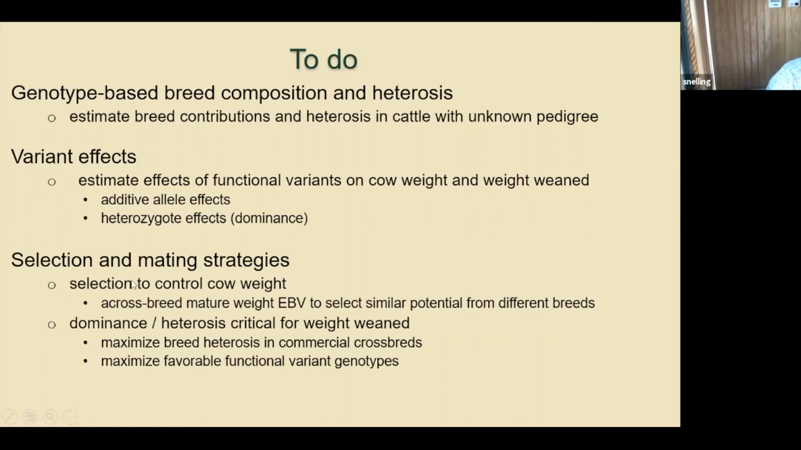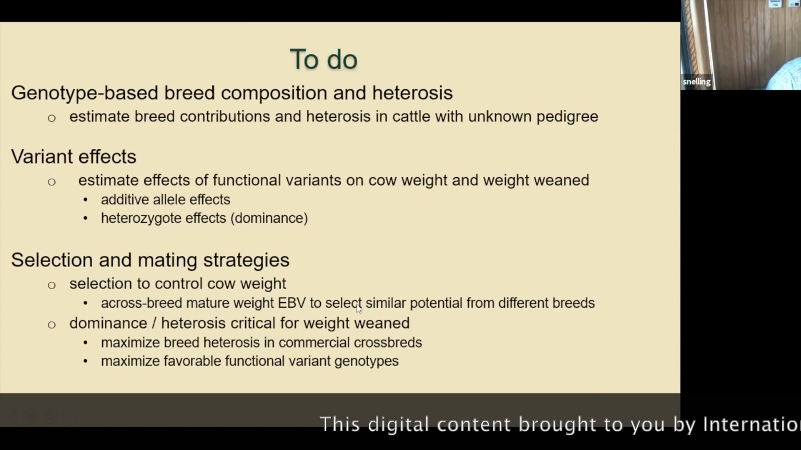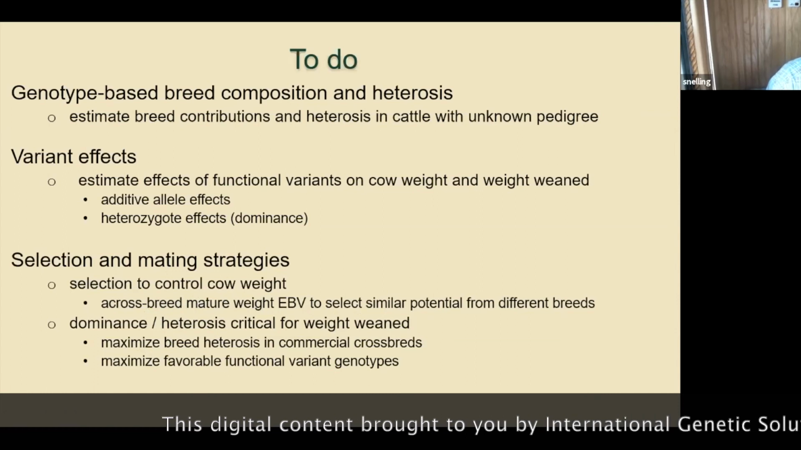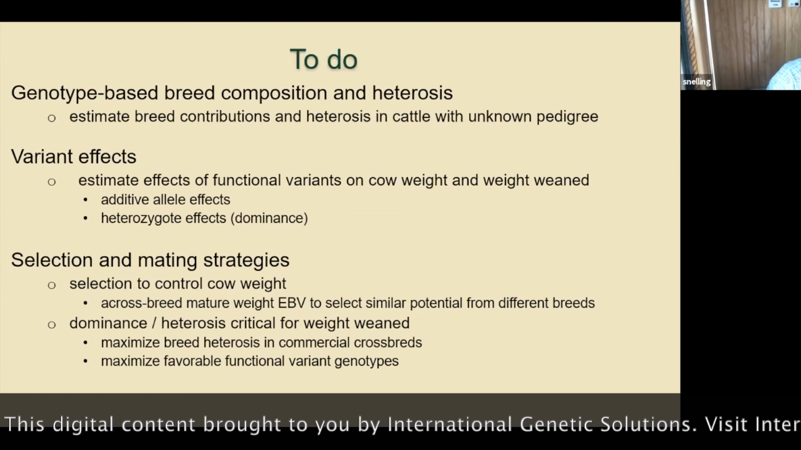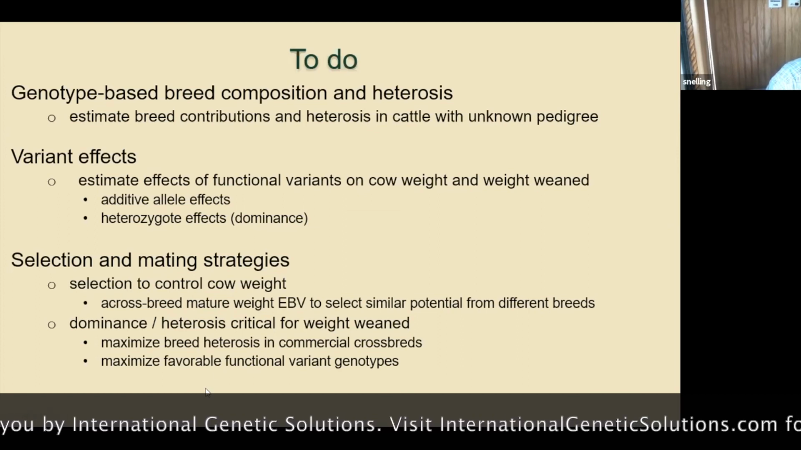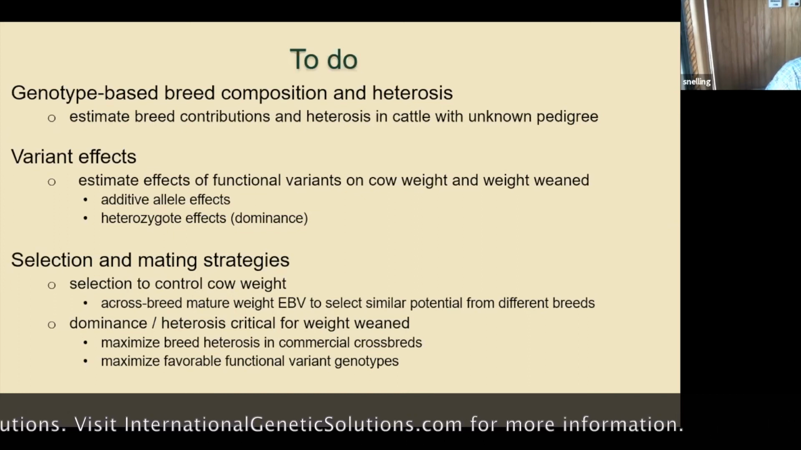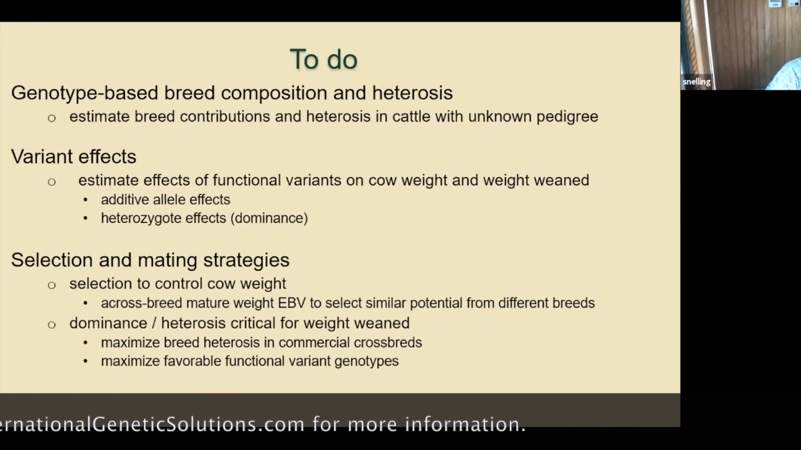For cow weight, it looks like we can control that pretty well with just additive EBV, especially if we had a crossbreed mature weight EBV, so you could select from different breeds with the same genetic potential, and then work on the breeding strategies for heterosis.